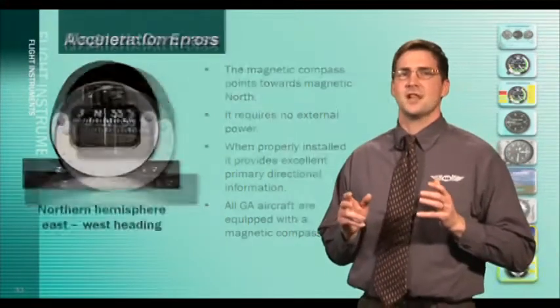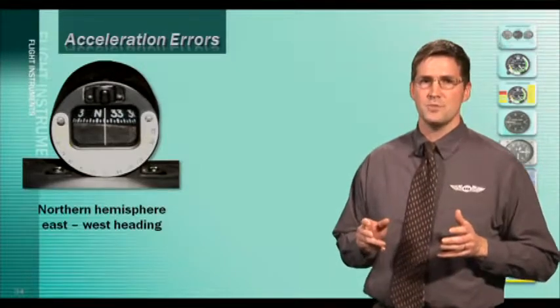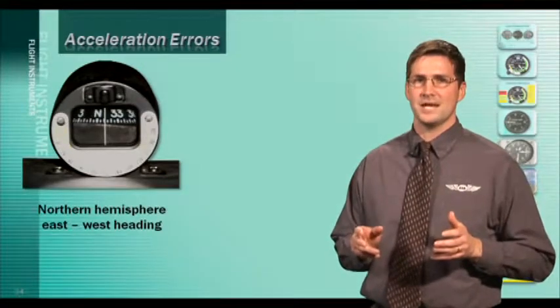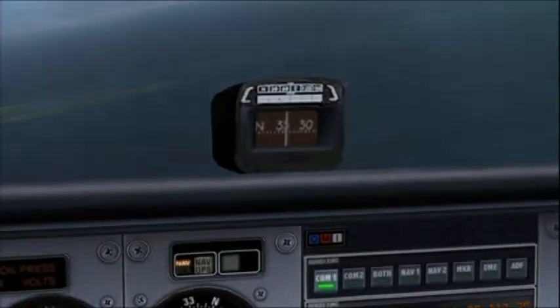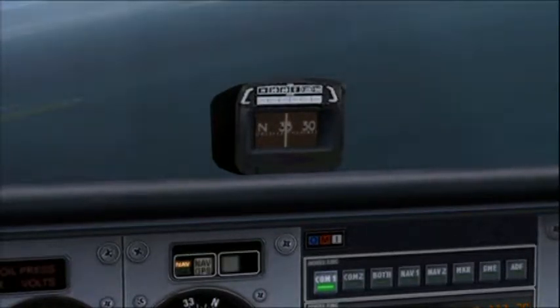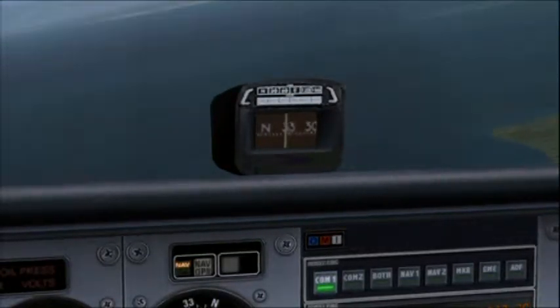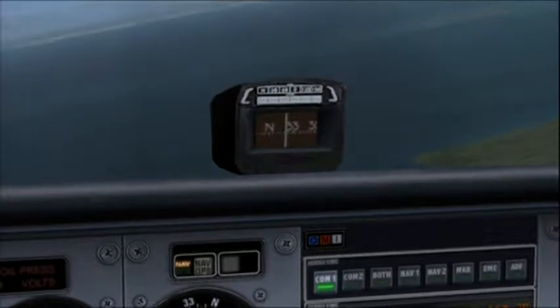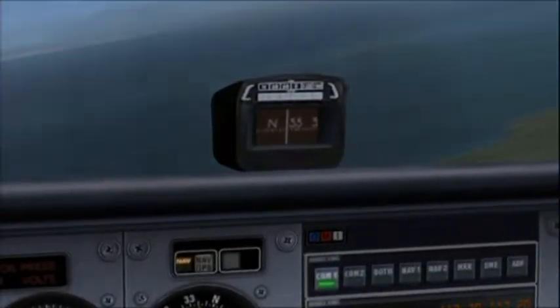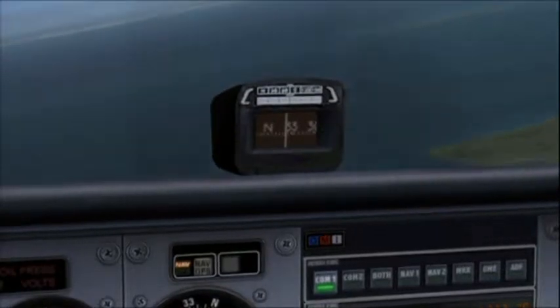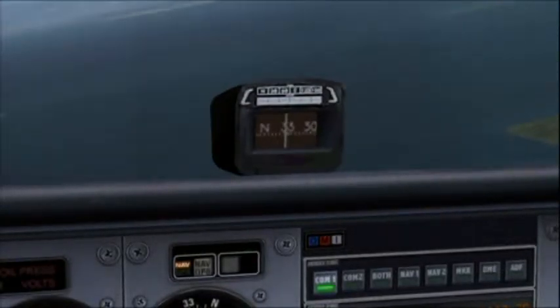Let's start with acceleration errors. First, assume you're in the northern hemisphere and the airplane is on an east to west heading. The compass will swing to the north while you accelerate and then return to the correct heading. Now, if you're decelerating on the same east to west heading, the compass swings to the south and then returns to the correct heading after deceleration.